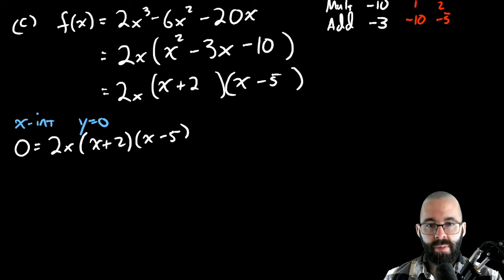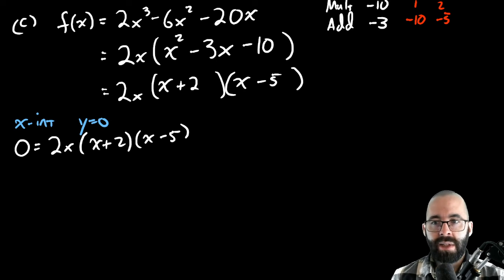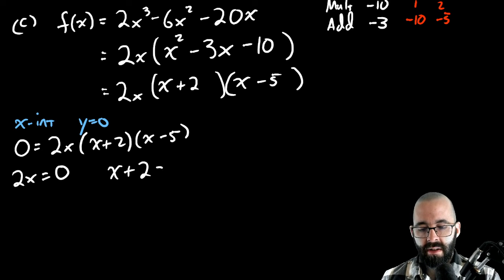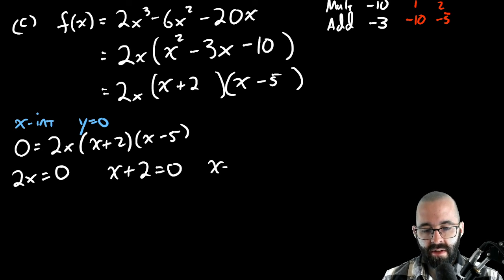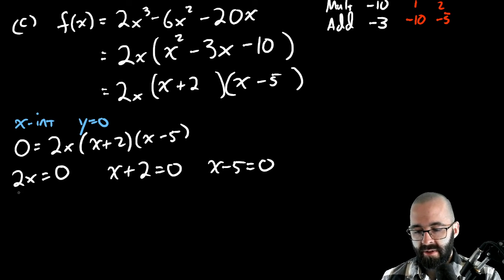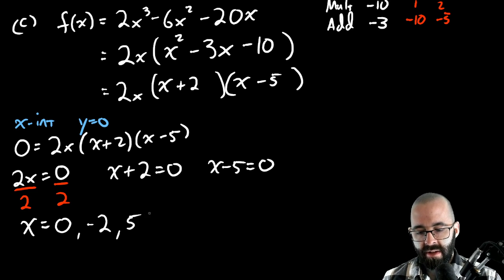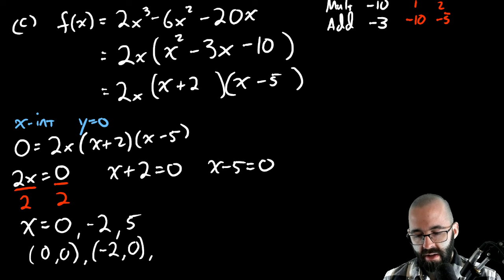That's true. Principle of zero products is what it's called. It's true when each individual piece equals 0. When the first piece equals 0, when the second piece equals 0, or when the third piece equals 0. This first one usually trips people up. We divide both sides by 2. That gets us x is equal to 0 divided by 2. That's still 0. Second one will be negative 2. And then positive 5. We get our answers of 0, 0, negative 2, 0, and 5, 0.